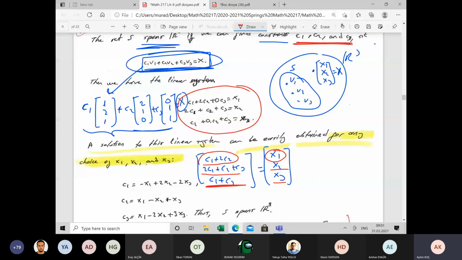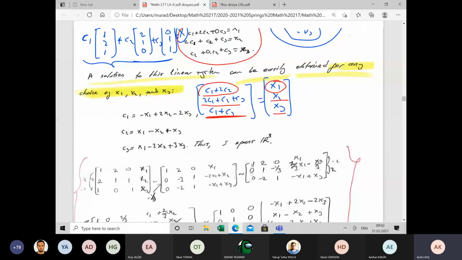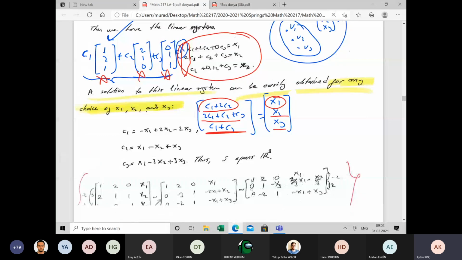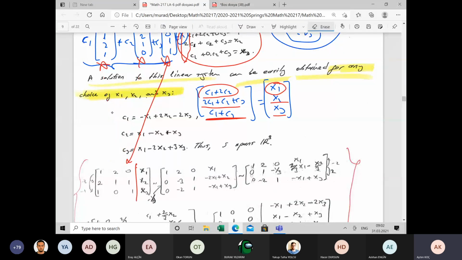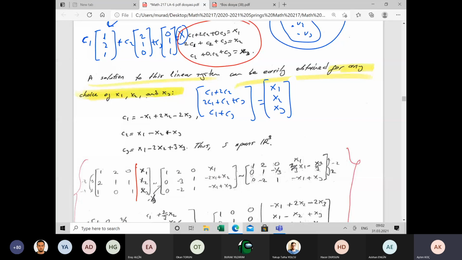So, solve this system. How to solve? Write the augmented matrix, with the coefficients of C1, V1, this one, V2, V3, and X. So right here V1, V2, V3, and the right hand sides. Our aim is to solve this system. Write the augmented matrix and apply the elementary row operations.